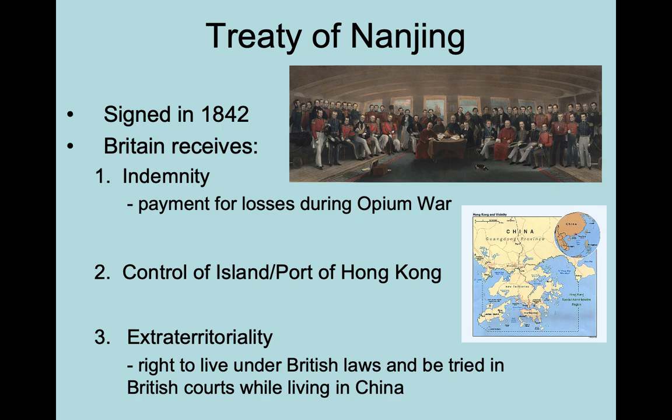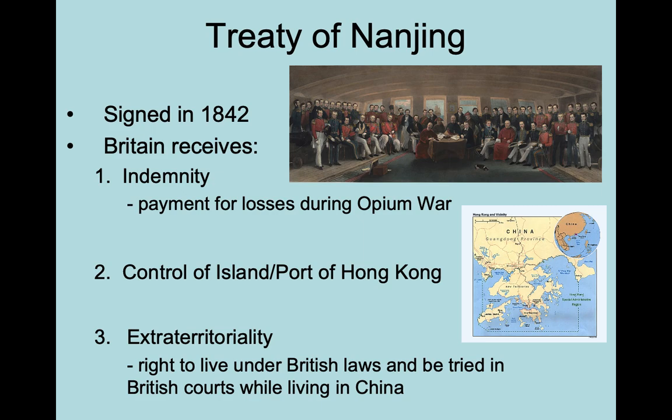Lastly, British citizens and traders living in China got to live under a situation known as extraterritoriality. This meant that British citizens and merchants had the right to ignore Chinese laws and live under British laws, even though they were living in China. If any crimes were committed or laws were broken by British citizens, they were tried in a British court instead of a Chinese court, where they often got significantly better treatment and less punishment.